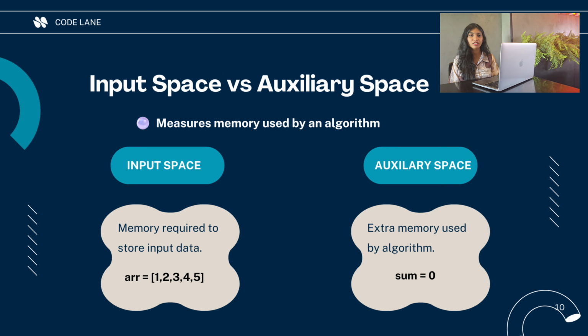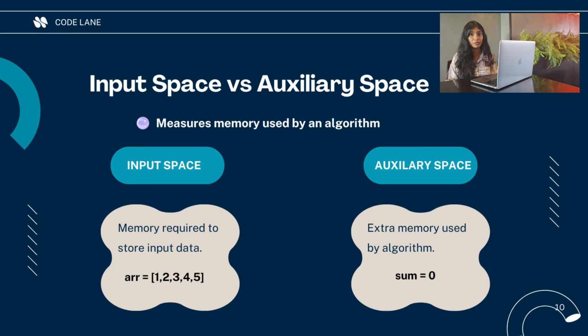Now let's talk about input space and auxiliary space. Space complexity is often divided into two parts, input space and auxiliary space. Input space refers to memory required to store the input data itself. For example, if we store an array containing 1000 elements, the memory occupied by that array belongs to input space. Auxiliary space refers to additional memory used by the algorithm.